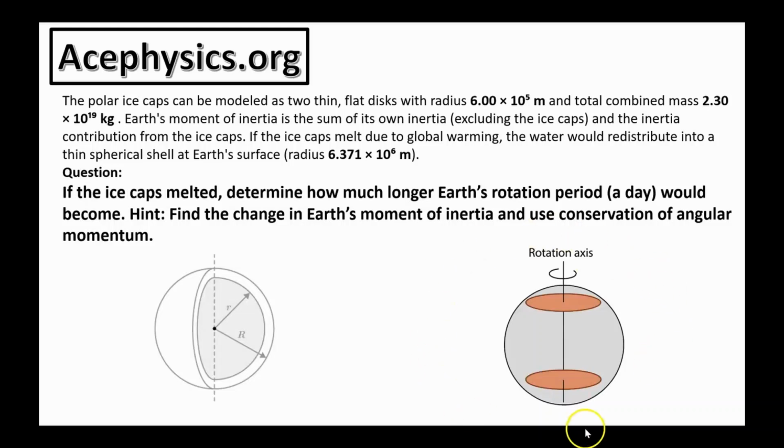Earth is a massive sphere, and right now it has polar ice caps. There are two disks of ice near the North and South Pole. If these ice caps melted, there'd be a layer of water that would form on the outside of Earth. This question asks us how much longer a day would be if this redistribution of water occurred.